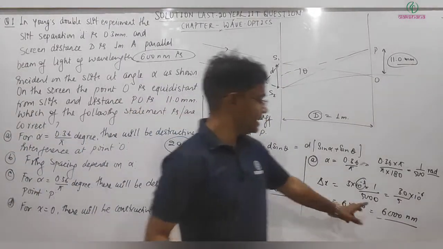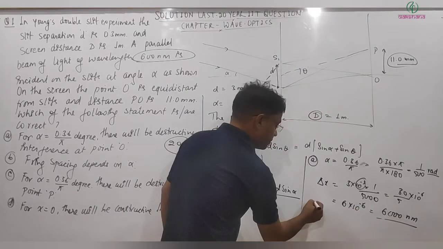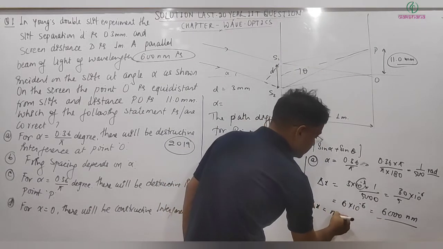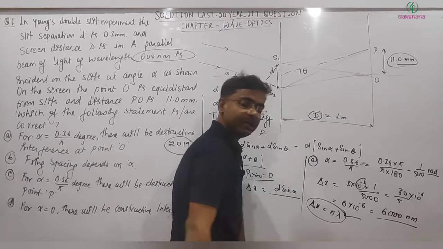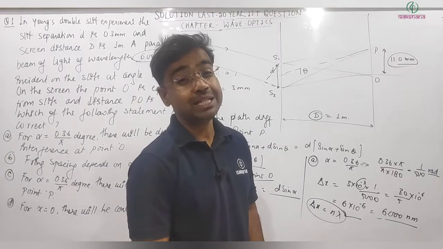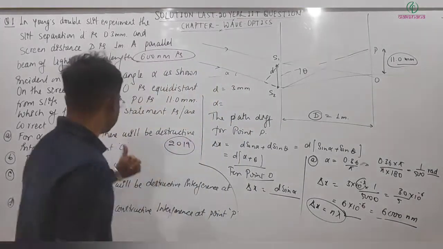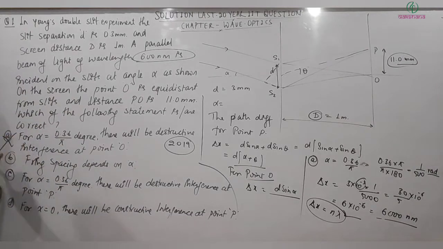So definitely, for point O, delta x is equal to n lambda. So that means at point O there will be constructive interference, not destructive interference. So the first is not right. It's a wrong statement.